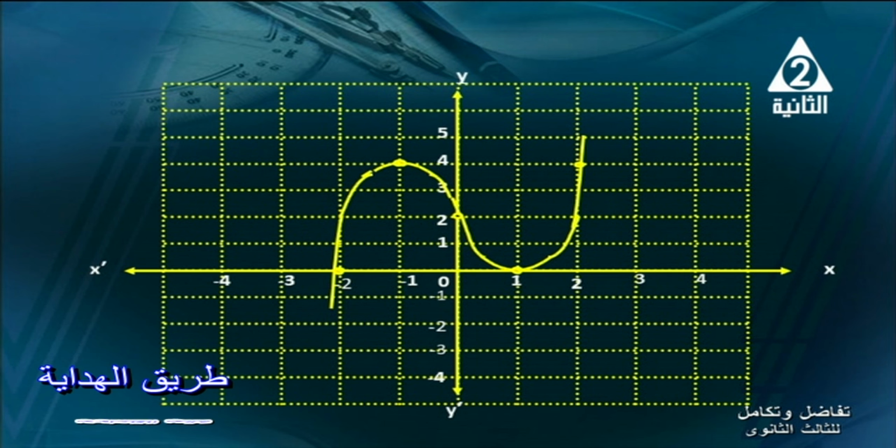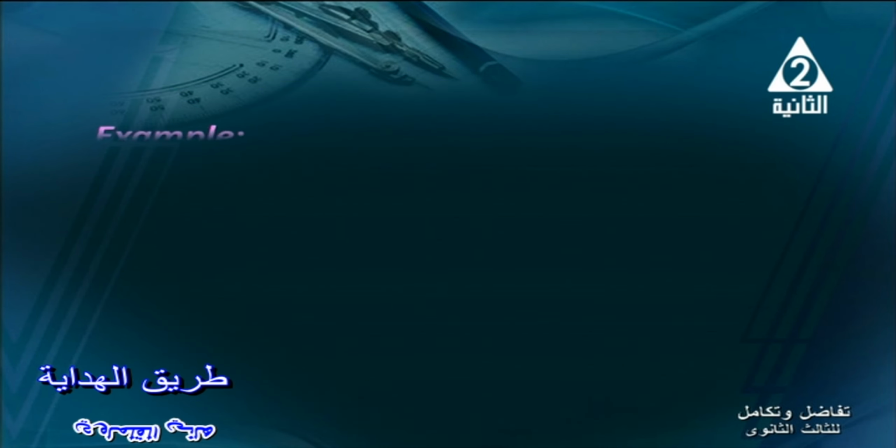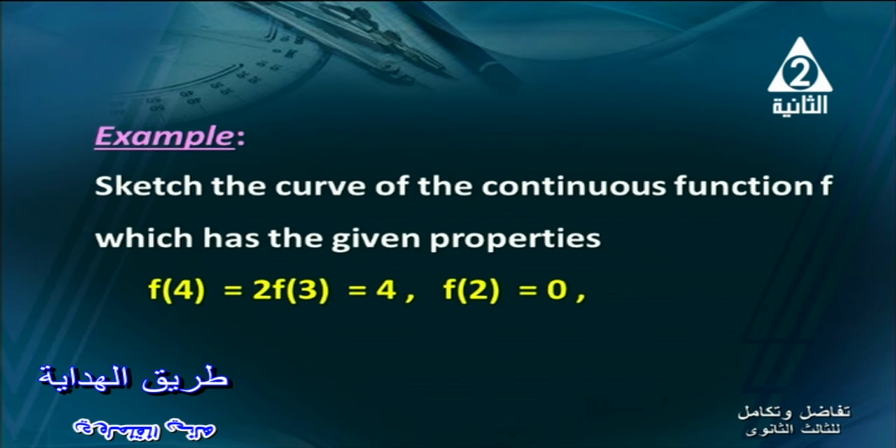The curve is convex upward in the open interval (negative infinity, 0). The curve is convex downward in the open interval (0, infinity), and the point (0, 2) is an inflection point. So the curve of the function f of x is drawn by these properties, or the behavior, of the function.